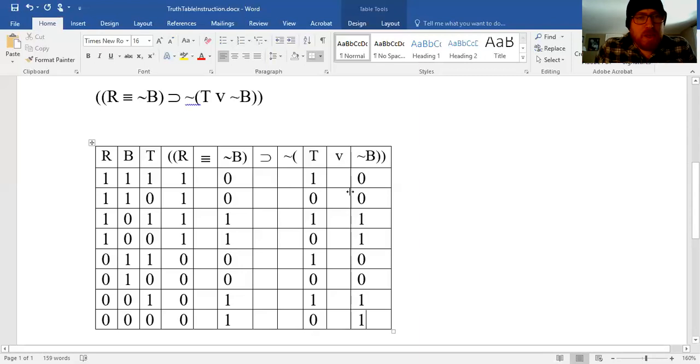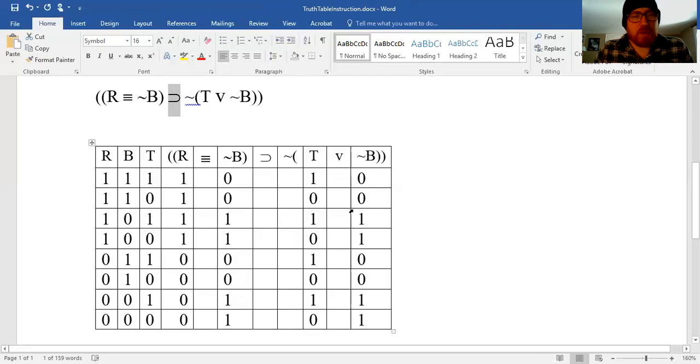Okay. Now, probably should have started here. So what is the main operator? So again, we've got R if and only if not B, only if it's not the case that either T or not B. Well, this triple bar is bound by 2 sets of parentheses. This wedge, again, is bound by 2 sets of parentheses. This tilde is negating this wedge. So that means that our main operator is this horseshoe. This is the main operator right here. So that is going to be the operation that we calculate last.